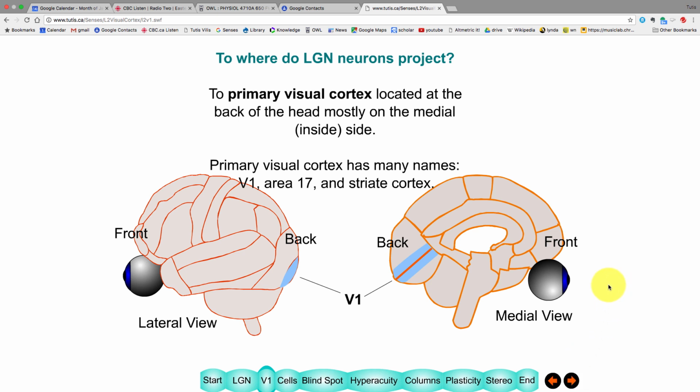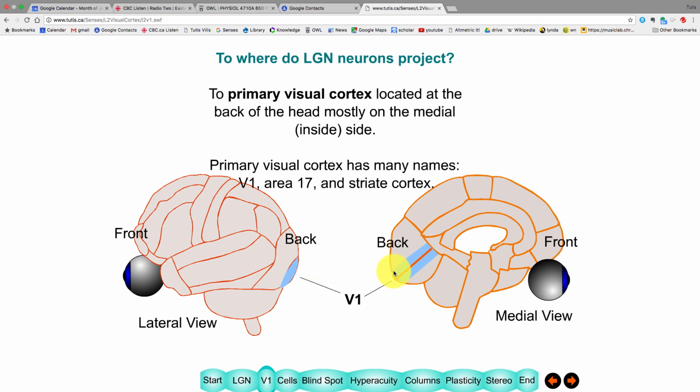Now, to where do these lateral geniculate nucleus cells project to? They project to the back of the brain. We saw that in the first slide, this structure called the calcarine sulcus. So that's this line located here. Now, you see that V1, the primary visual cortex, also called area 17, also called the striate cortex in some books. You see a little bit of it here from the side of the head. You have to look at the middle of the head.